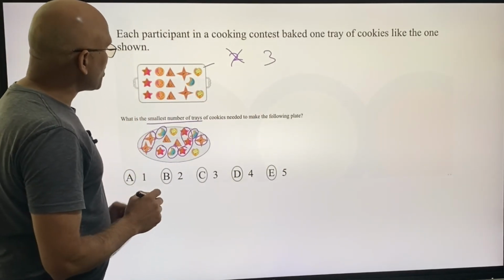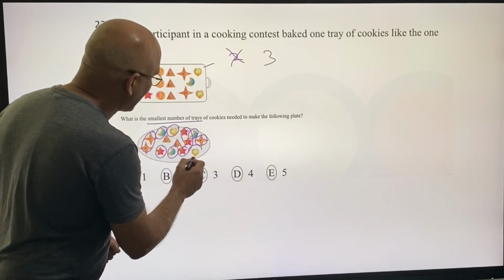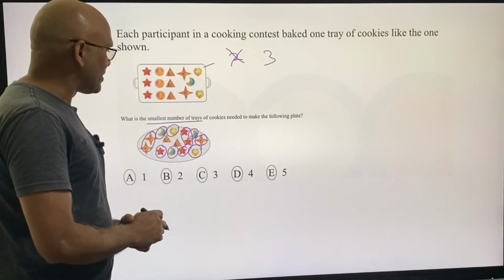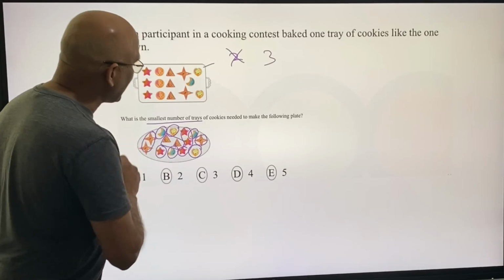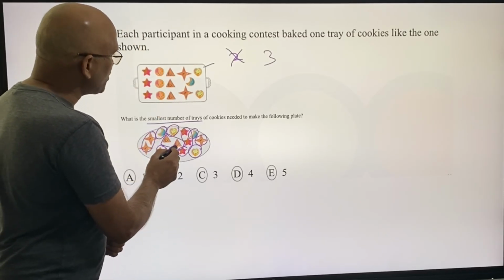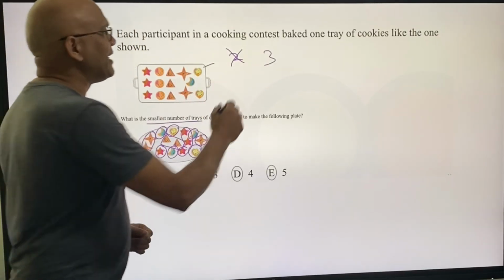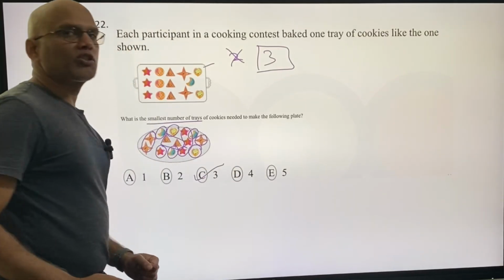Now let's check the other shapes. I can check the heart shape. I need two of those, and each tray has one, so with three trays I'm good. Now the remaining shape is the triangle, and each tray has three. I need only two, so I have more than plenty in three trays. So I need a minimum of three trays. Then C is the correct choice.